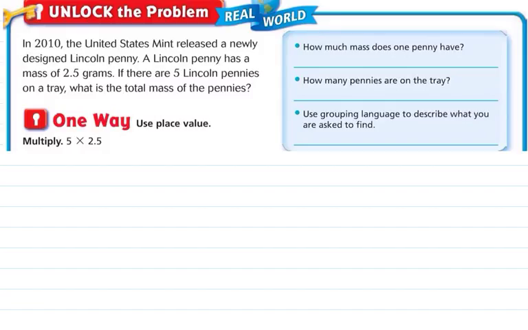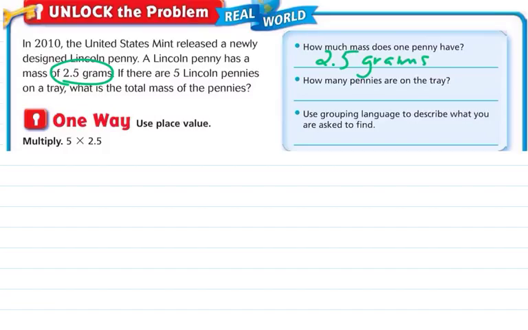So boys and girls, we're going to come to the right-hand side of our page and we're going to fill out our blue graphic organizer box, which is going to help us extract the important information for the problem. So when we start off at the top, it says, how much mass does 1 penny have? If we go back into the original problem, boys and girls, we see that 1 penny has the mass of 2 5/10 grams.